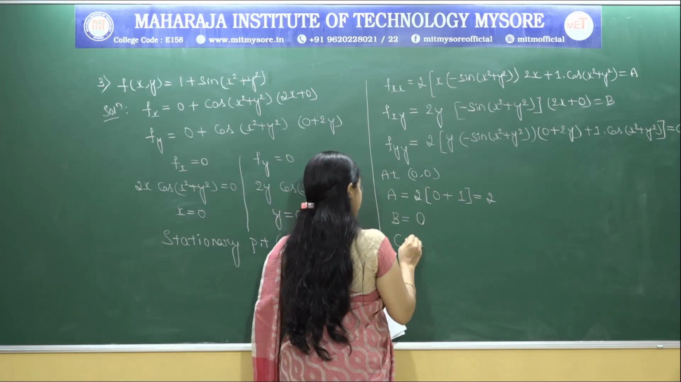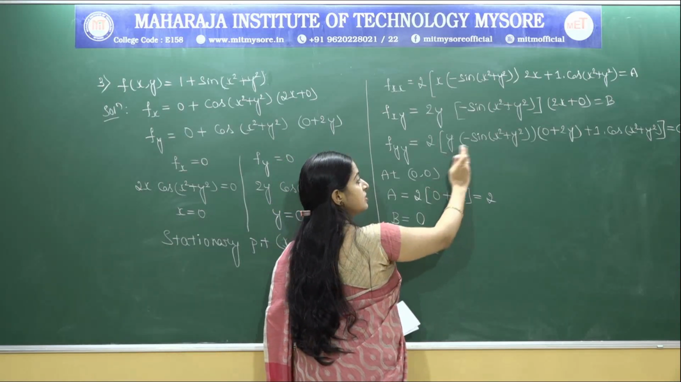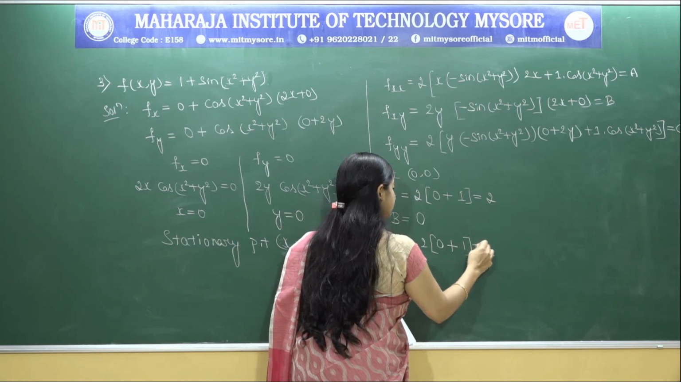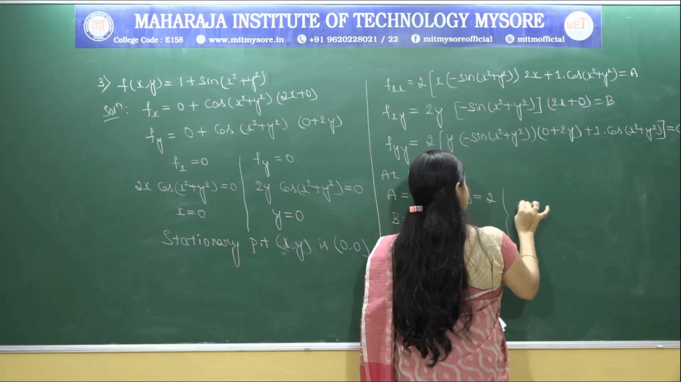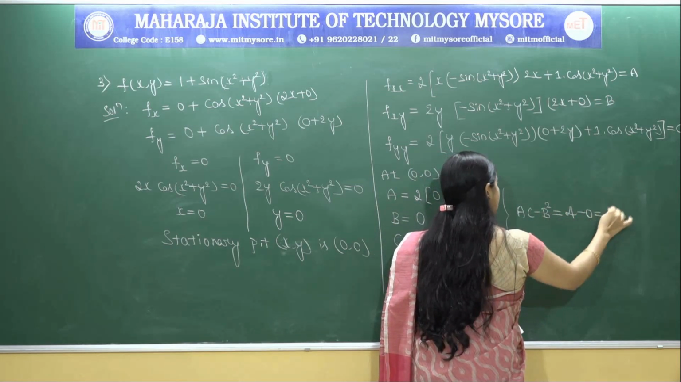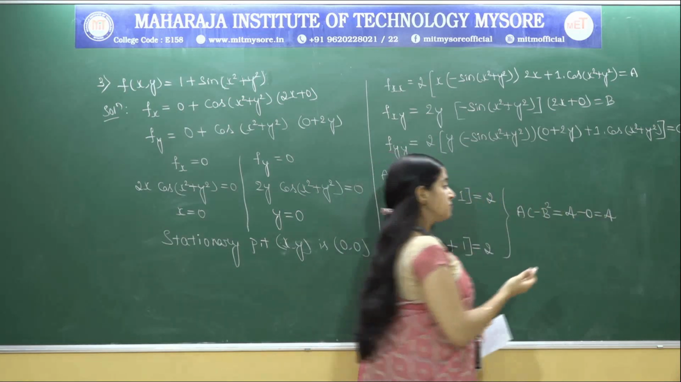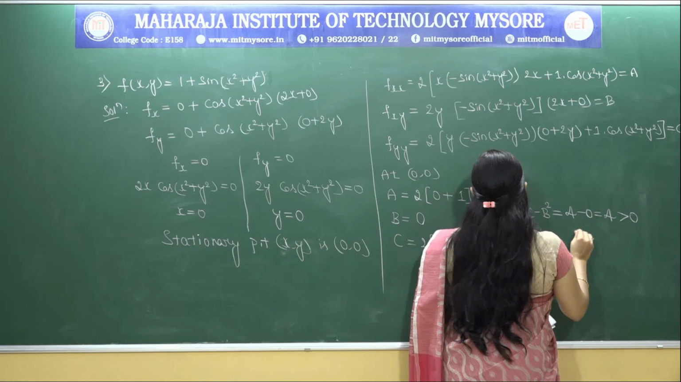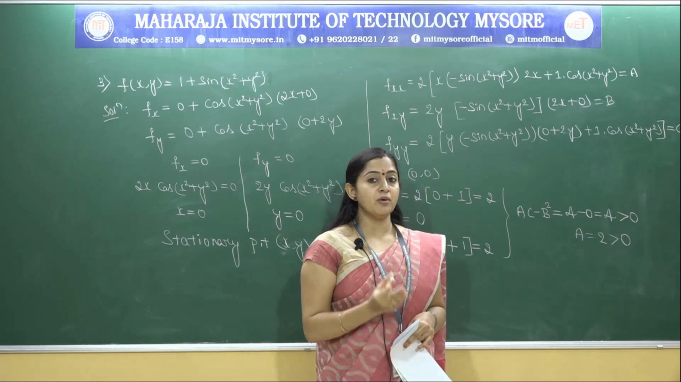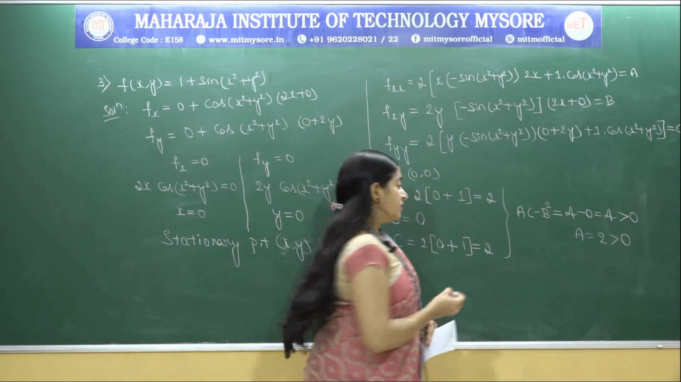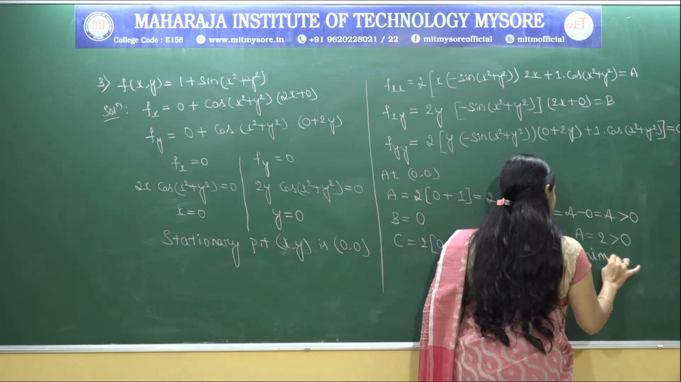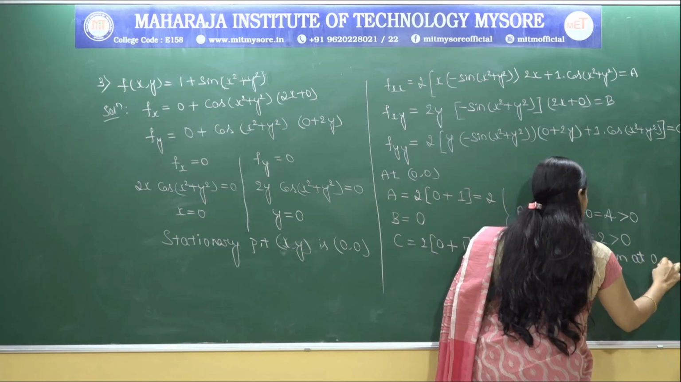The third part, C equals 2 times, the first term is multiplication of y, again you will get 0. The second term is cos 0, you will get 1. So AC minus B square equals 4 minus 0, you will get 4. Since AC minus B square is greater than 0 and A equals 2, which is also greater than 0, the given function is minimum at the point 0, 0. Therefore, f is minimum at 0, 0.